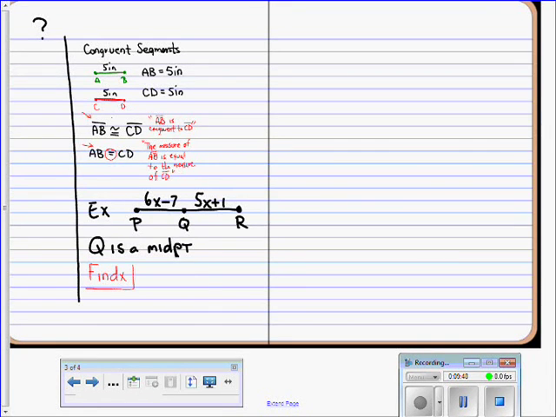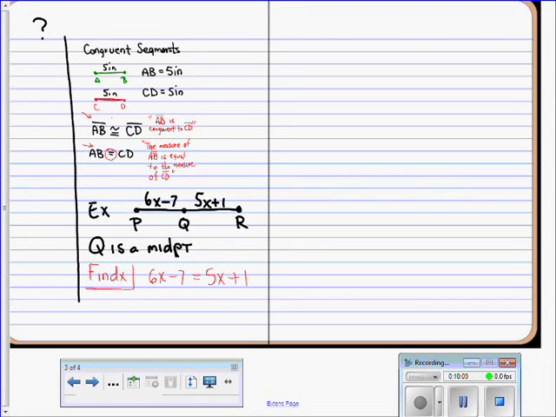So if I needed to find X, I'm going to have to write an equation. So let's think about that. If P to Q is the same as Q to R, the equation would look something like this. And there you have it. Now from this point on, it's simple math. I'm not going to do that problem for you. The setup is enough to show you how you write the relationship. Q is the midpoint. It creates 2 segments.